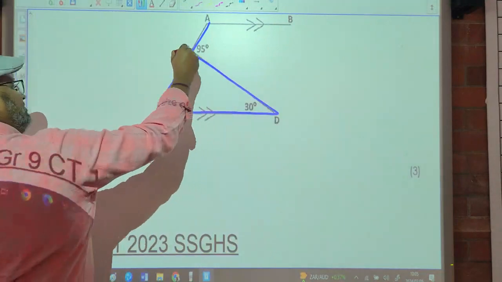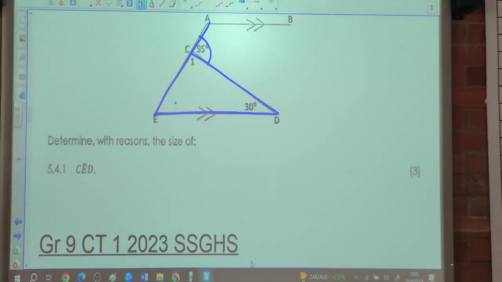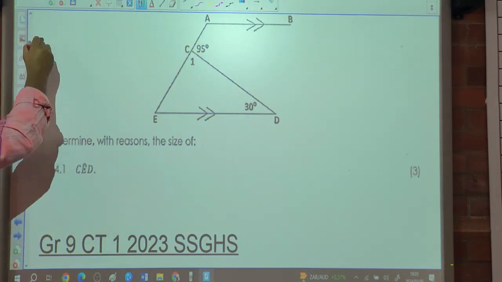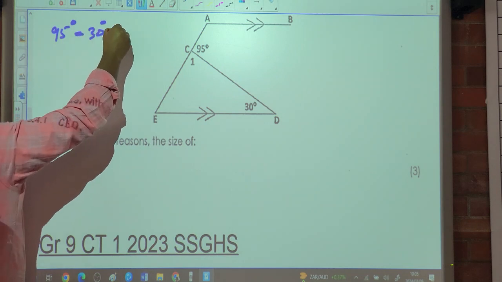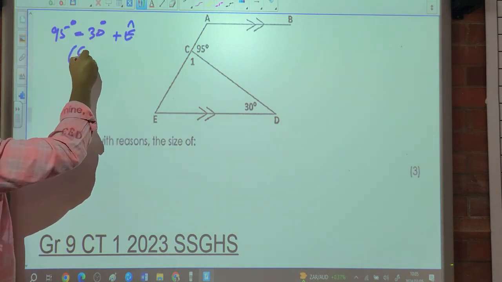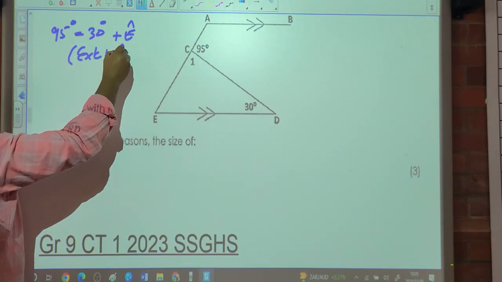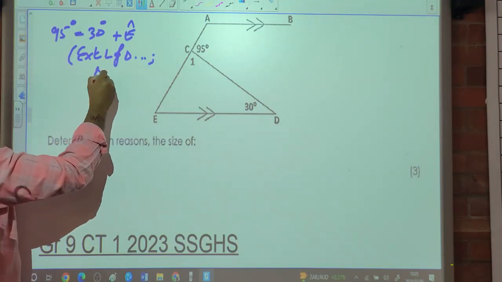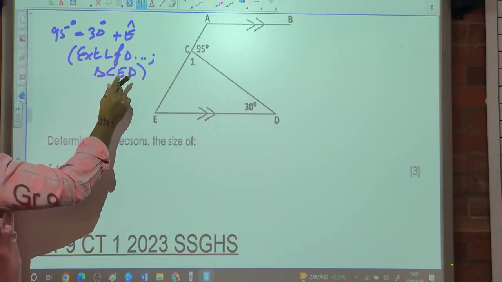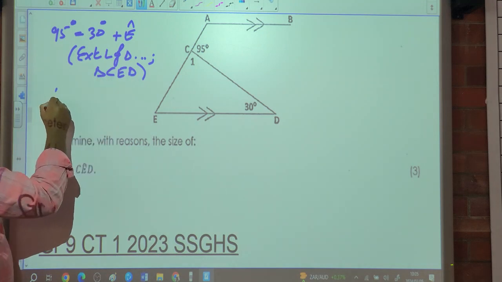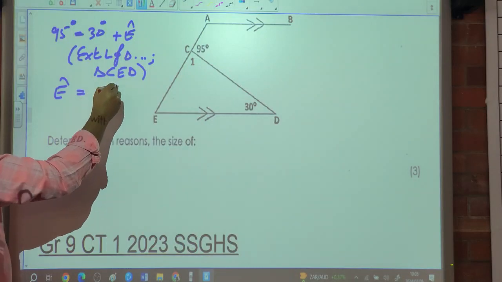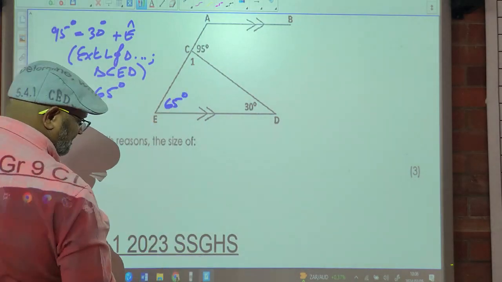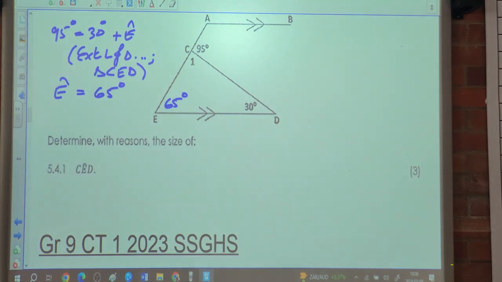Exterior angle is equal to the sum of the two interior opposite angles, not so? So what do we say? 95 degrees is equal to 30 degrees plus angle E. Why? Exterior angle of triangle, and that is triangle CED. Do I have to name this here? No. So angle E is going to be 95 minus 30, which is 65. Okay.